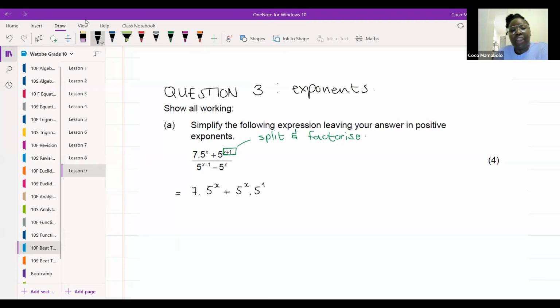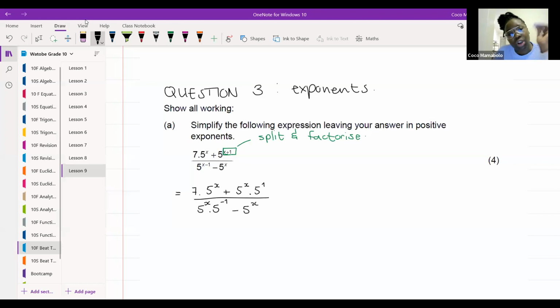All right. And then we're going to do the same at the bottom. I want you guys to do the exact same at the bottom. Okay. So we're going to take that and we're going to split it as well. All right. So we're going to take 5 to the power of x multiplied by 5 to the power of -1 minus 5 to the power of x.